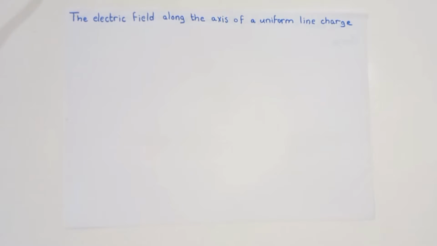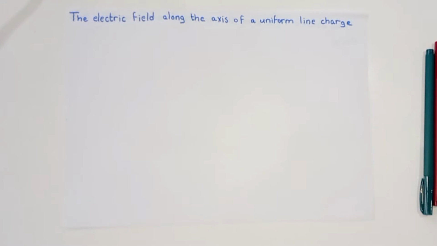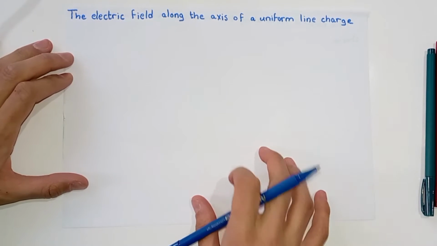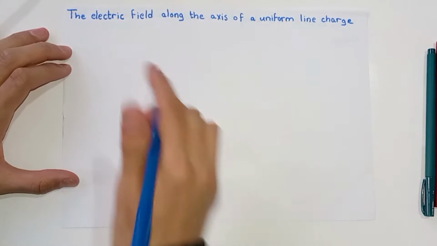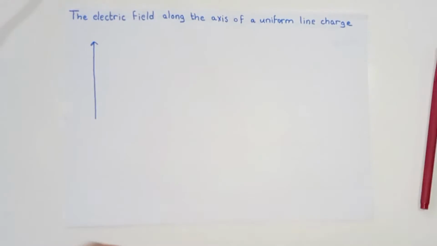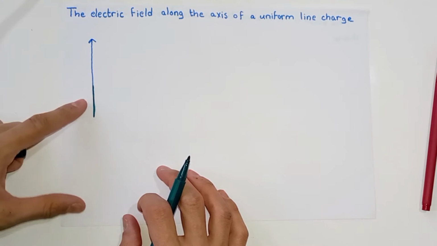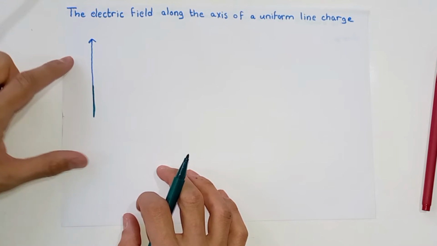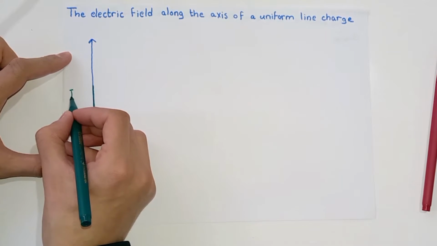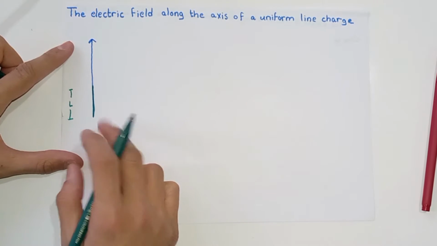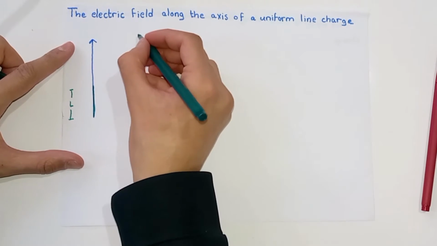Hi everyone. Today we are going to find the electric field along the axis of a uniform line charge. In order to solve this problem, let's first draw this. We are going to draw a line charge. This green colored line is the line charge. Let's say that this line charge has length L and it has a charge density denoted by rho sub L.